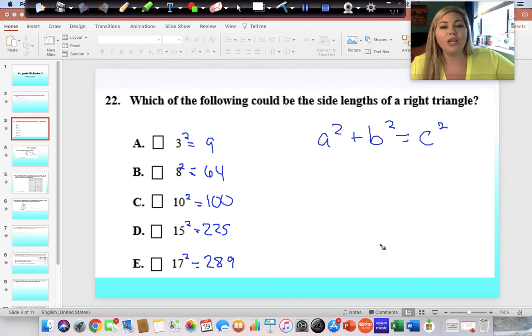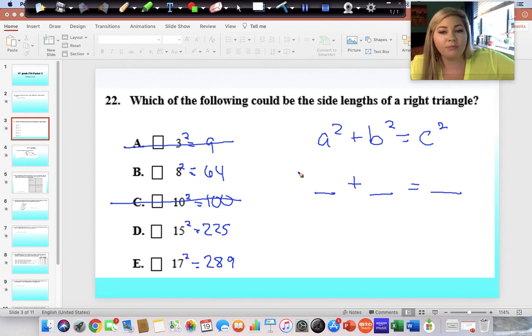So we need to figure out which 3 numbers work here. We want 2 that can be added together to get the third one. So 9 plus 64 does not give us anything else here. 9 plus any of these is not going to give us any of the others, so we're going to take it off the table completely. Okay, so let's add 64 plus 100. That gives us 164. That's not 225 or 289. 100 plus 225 gives us 325, so that again is too big. So 100 is out.